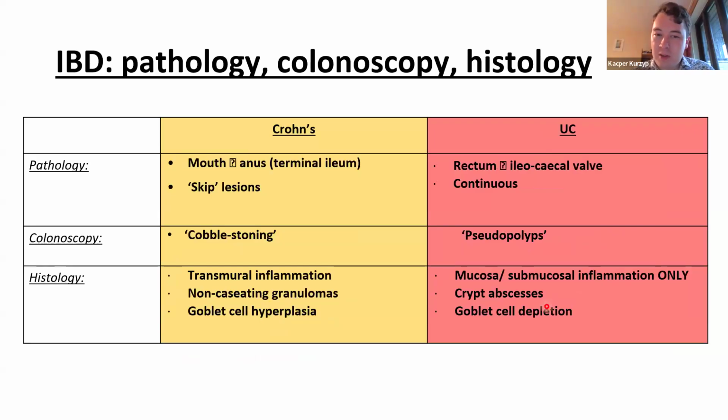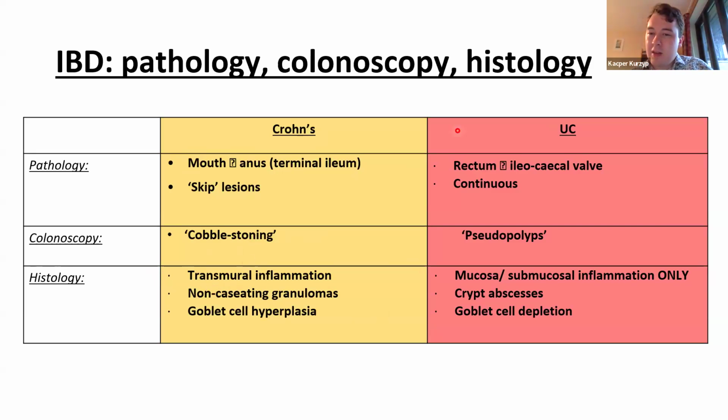Pathology, I'm not going to dwell too much on it, that's LabMed, but in Crohn's, it can be anywhere in the GI tract with skip lesions. On colonoscopy, which is the gold standard for diagnosis of both, you can get cobblestoning, and the inflammation is transmural, so all the way throughout.